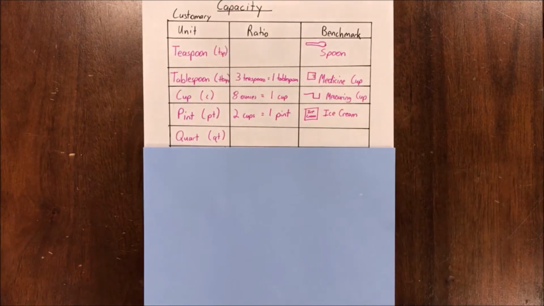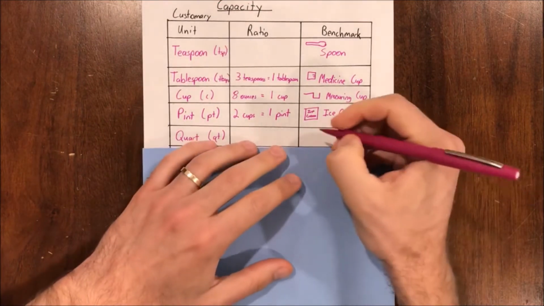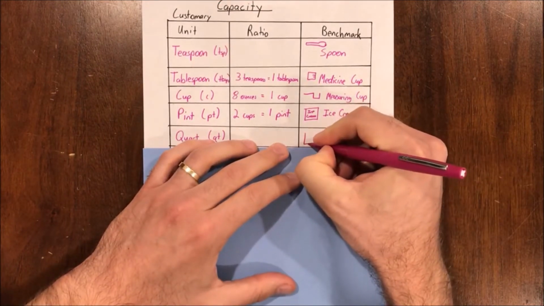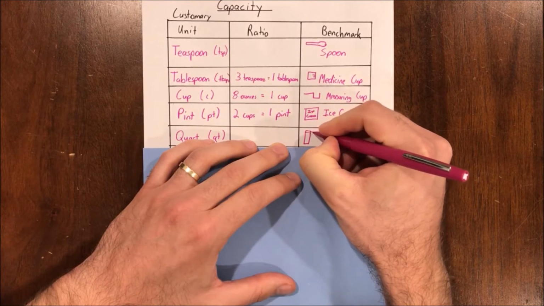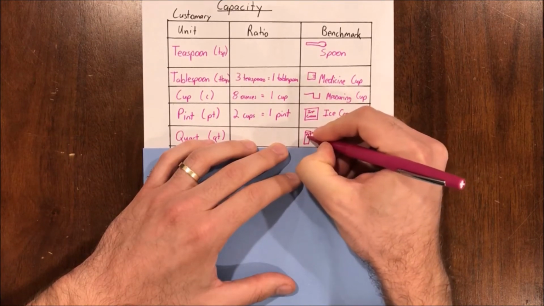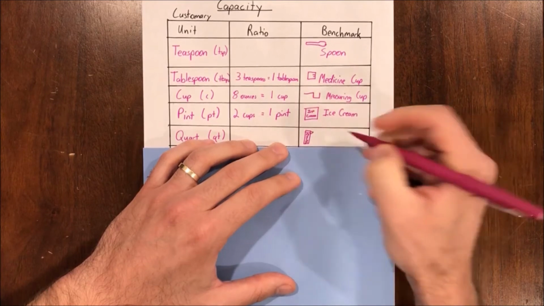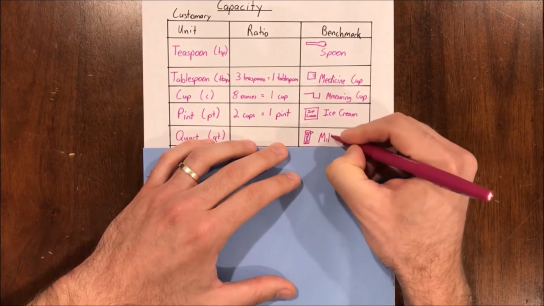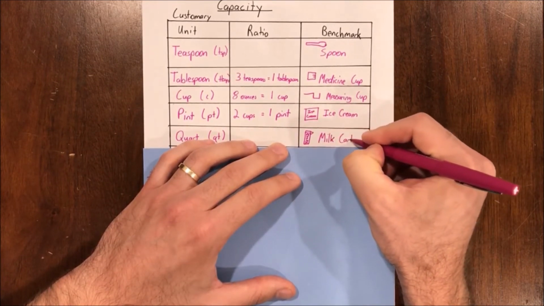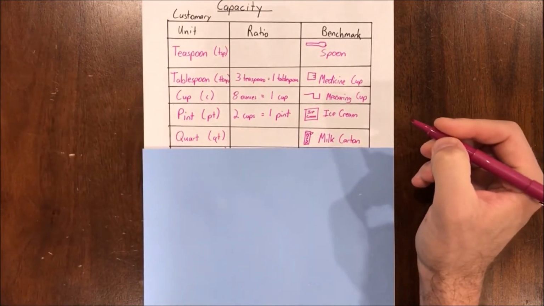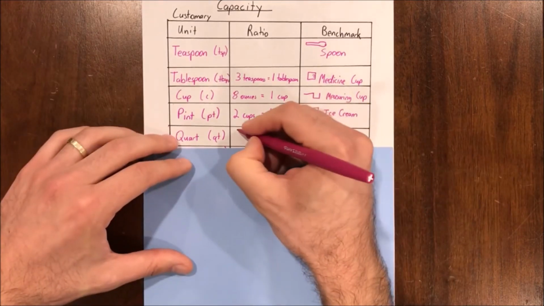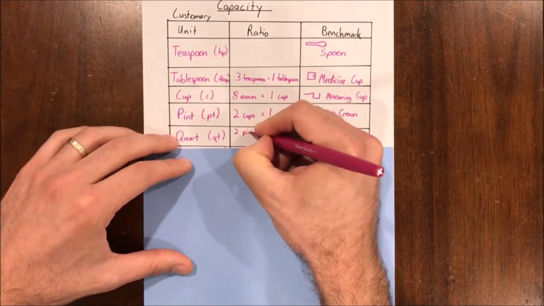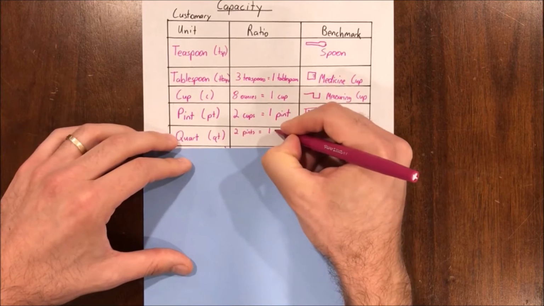So I'm going to draw a carton on our paper. Right, and the carton has the little top with a little spout you can pour from, right? And it says milk. So we're going to say a milk carton. That's our benchmark. And there are 2 pints in 1 quart.